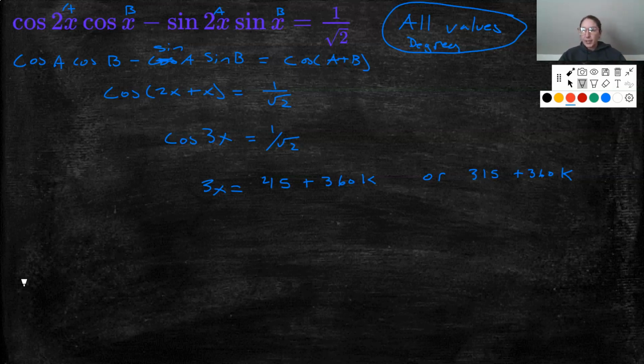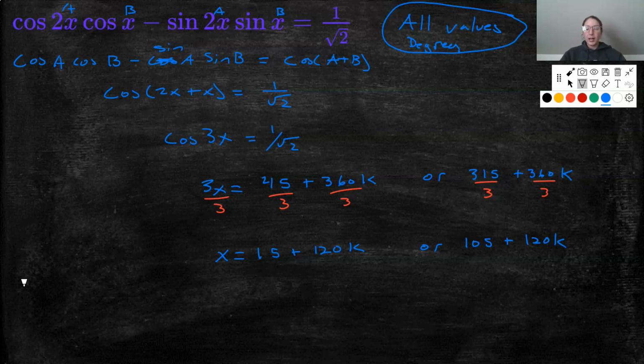Okay, but I'm not solving for 3x, we're solving for x. So we hit everybody, and this is important, everybody gets divided by 3. Even that 360k gets divided by 3. Everybody gets hit with a divided by 3. So then x is going to be 15 plus 120k. In other words, x is going to be 15 degrees plus all multiples of 120. So again, infinitely many values. Or 315 divided by 3 is 105, plus, again, 120k. This will give me all values in degrees that make this true.